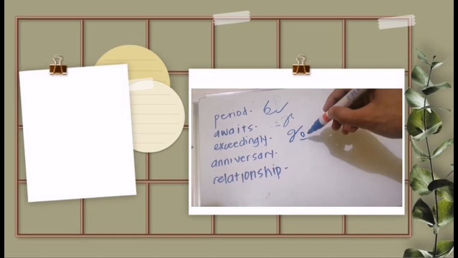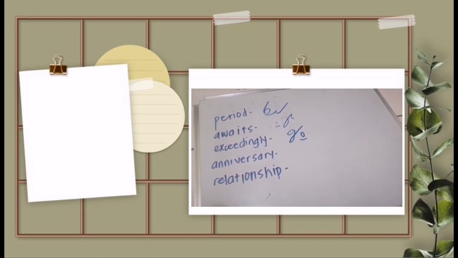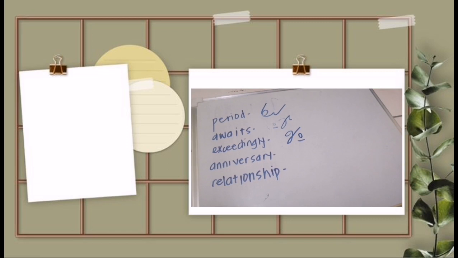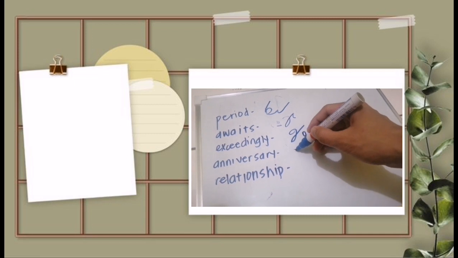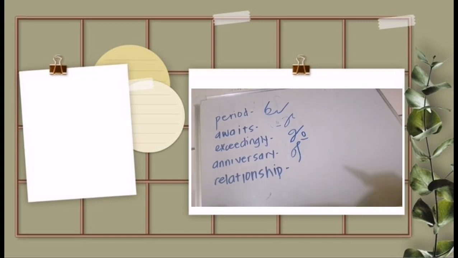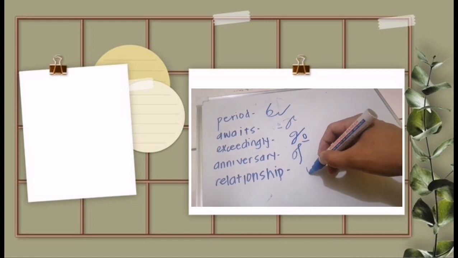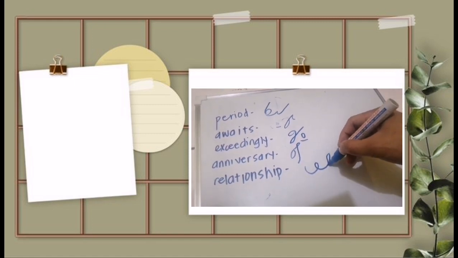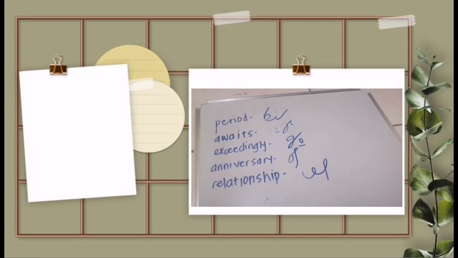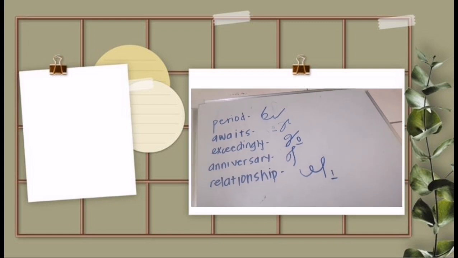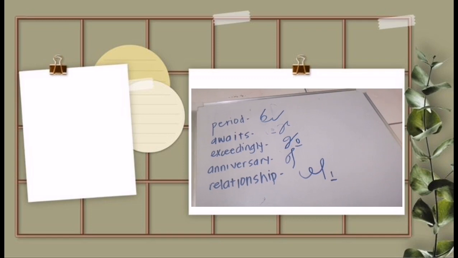Next one, we have the word exceedingly. This one, you must not forget the circle here, because that circle represents the word li. So for our next word, we have the word anniversary. And that is how you write the word anniversary. For our last word, we have the word relationship. So you must not forget the line here, because that line represents the word ship.